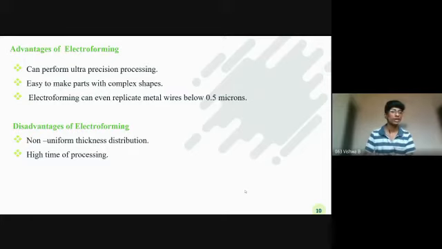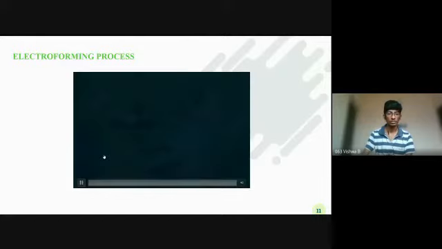So we'll see about the disadvantages. Non-uniform thickness distribution: sometimes the thickness varies, and that also affects it. That also leads to disadvantages, and the processing time is high because of the complex procedures being followed. Okay, let's see the electroforming process.